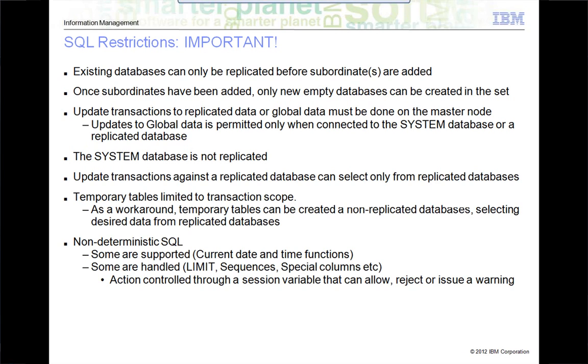The system database is not replicated, and update transactions against replicated databases can select only from replicated databases. But I don't think that's pretty intuitive. In your update statements or insert statements, you can refer to other databases, what you call cross-database reference. If you refer to a table that is not being replicated, those transactions would fail on the subordinates. But the replication won't even allow it if it detects a cross-database reference to a database that is not replicated.